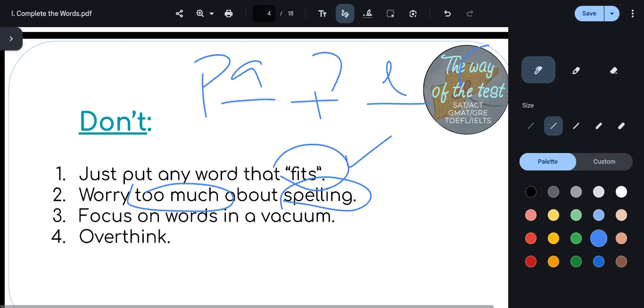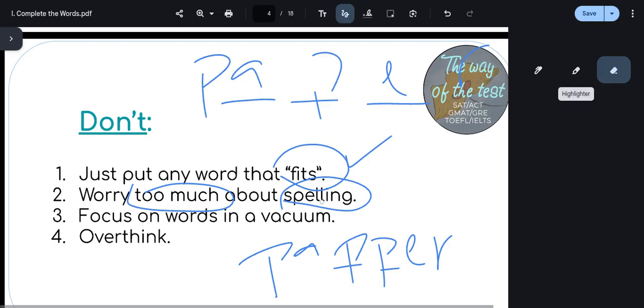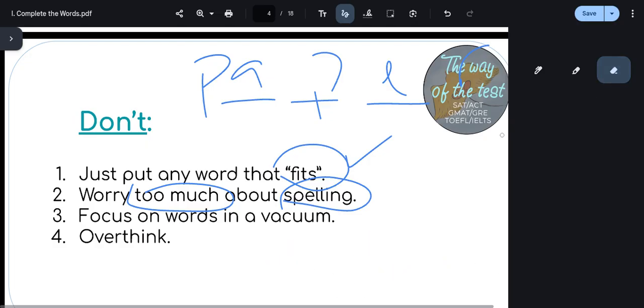This way it says too much. So you have to know how to spell. You don't want to spell paper like this, right? With double P. So you do have to worry about spelling, but don't worry too much. Meaning, don't make it your priority.